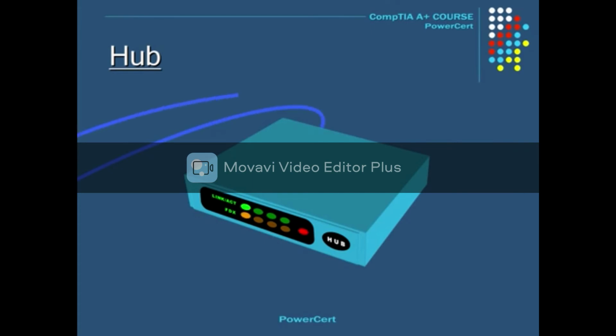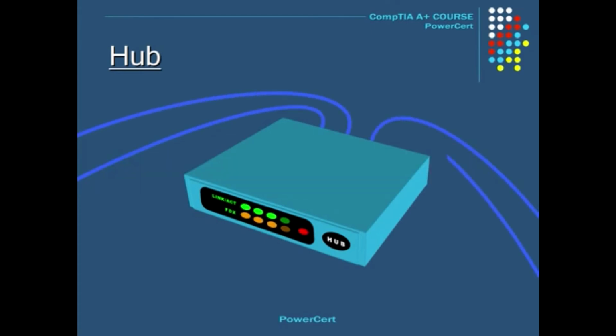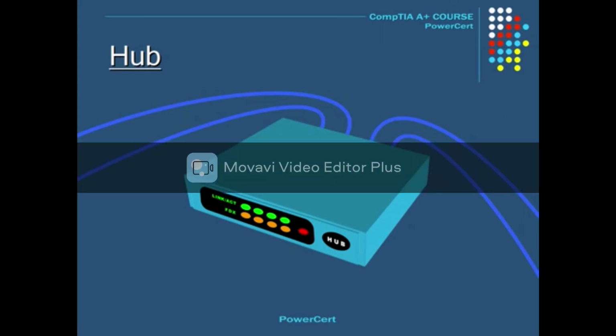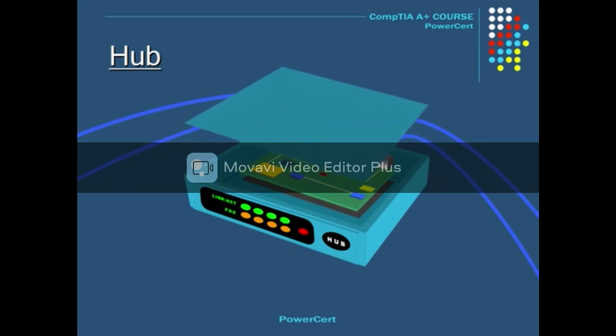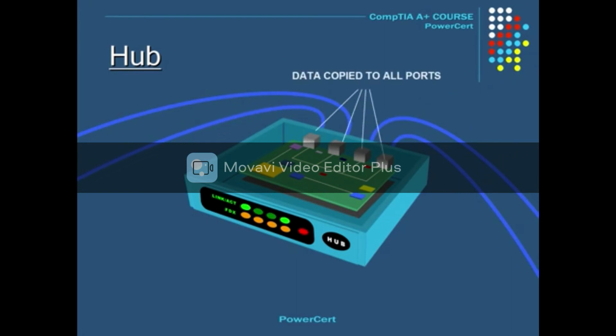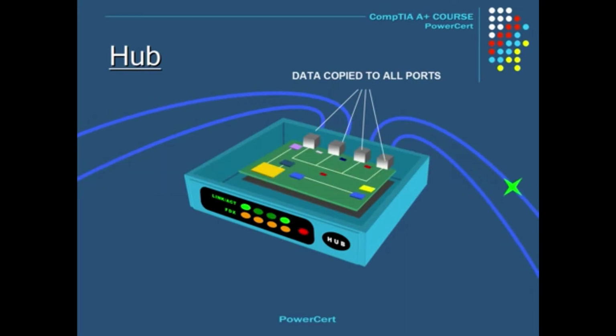A hub is a device that has multiple ports that accepts Ethernet connections from network devices. A hub is considered not to be intelligent because it does not filter any data or have any intelligence as to where data is supposed to be sent. When a data packet arrives at one of the ports, it is copied to all other ports, so all the devices on that hub see that data packet.